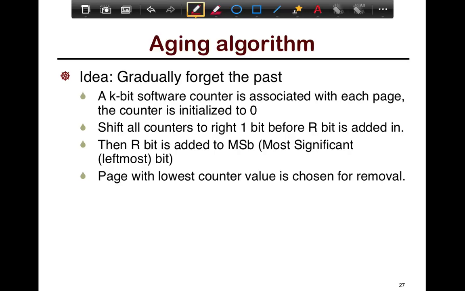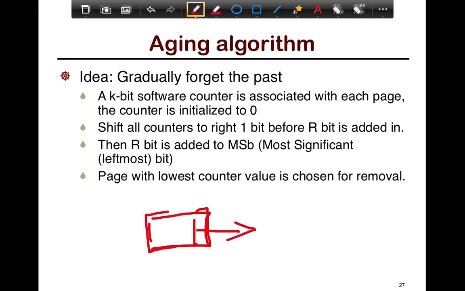So aging takes care of this challenge with not frequently used, that it never forgets. The idea behind aging is that you gradually forget the past. A k-bit software counter is associated with each page that's initialized to 0, and you shift all counters to the right before the R bit is added. So you have some notion of history, and if you keep shifting to the right, that means you forget the oldest history. So eventually, if a page is never accessed, by shifting it right, its priority will fall down to 0 and ultimately it'll be chosen as a candidate for replacement.